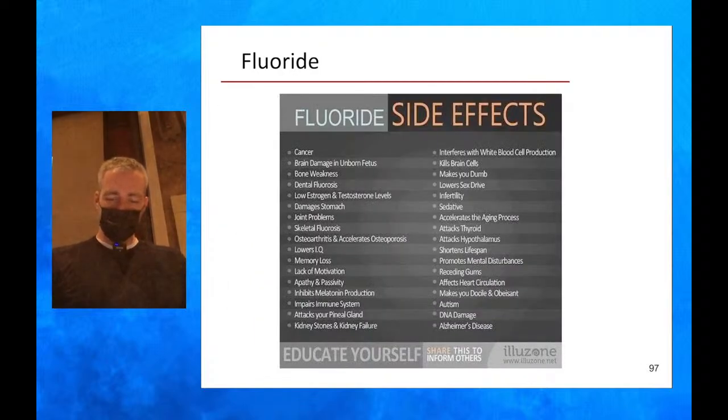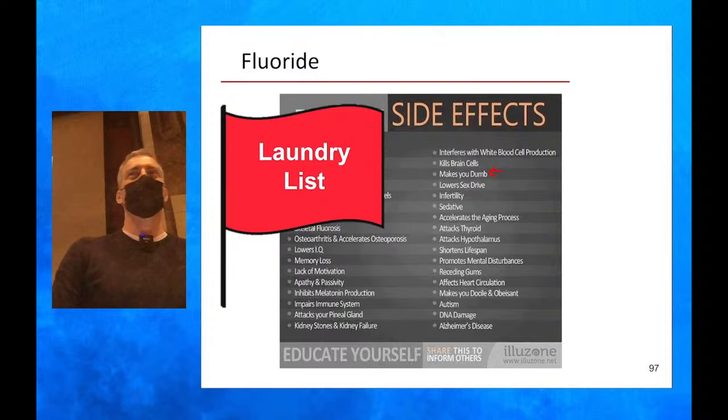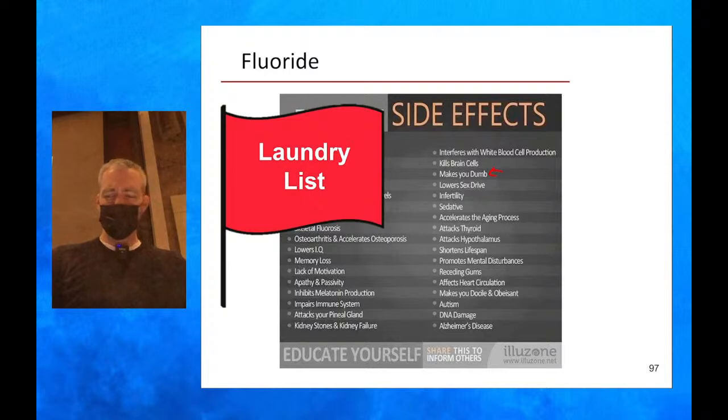Another one like this, you know, makes you dumb, things like that. So this has the red flag of a laundry list, cause of all evils, right? There are plenty of, I'm not going to say literature, plenty of sources available online that'll tell you all sorts of things about fluoride in water, which are definitely of dubious truth. So is fluoride a problem at all?